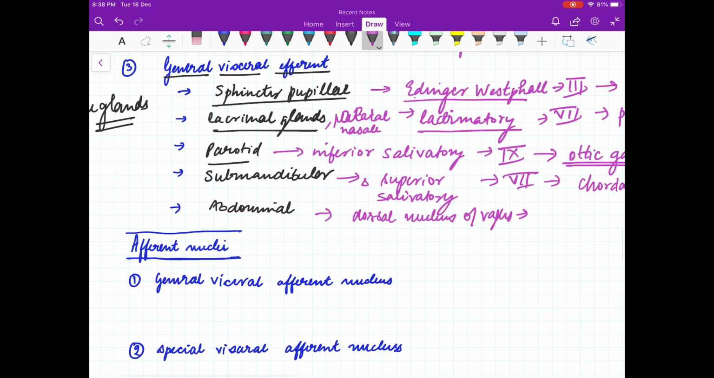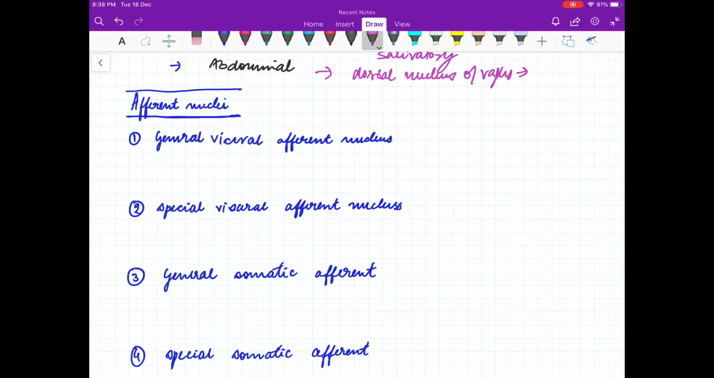Now friends, we will discuss the various afferent nuclei. General visceral afferent nucleus. General visceral afferent nucleus will carry the general sensations from the tongue and includes the nucleus of tractus solitarius. It will carry sensation from the tongue, pharynx, carotid body, larynx, trachea, esophagus.